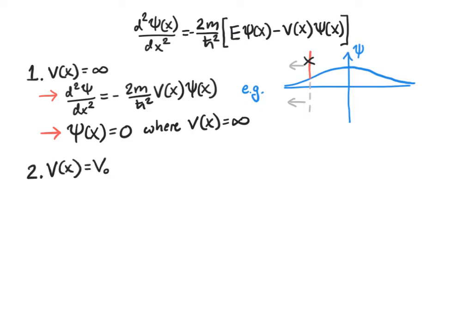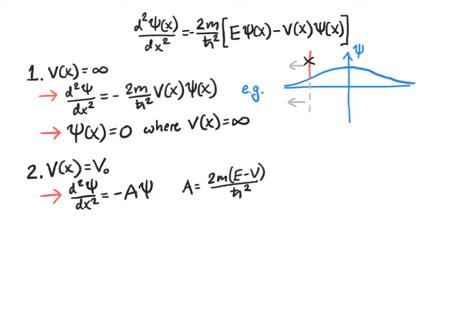The second scenario is when V of x is a constant value. In this case, we can clean up the Schrodinger equation a little bit. Specifically, we can factor out the wave function from the right-hand side, and since E and V are both constants, we can represent the quantity 2m times E minus V over h bar squared as a single constant value. This implies that the curvature of the wave function has to be equal to the negative of a constant value times the initial wave function. And you should already know from calculus that this describes the sine and cosine functions.